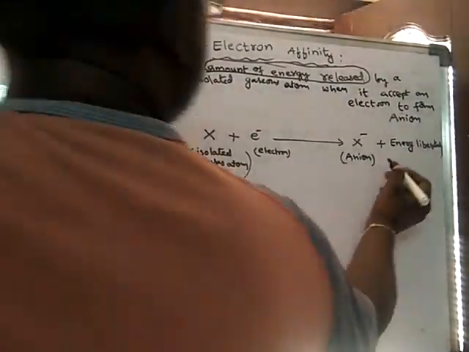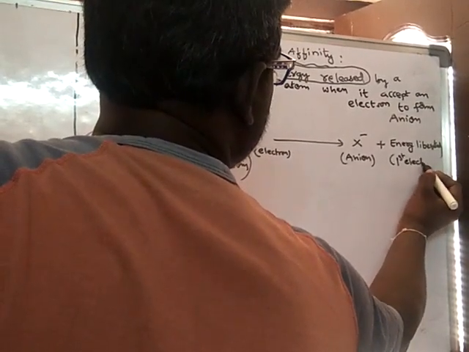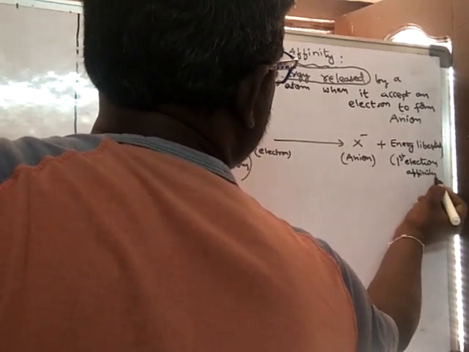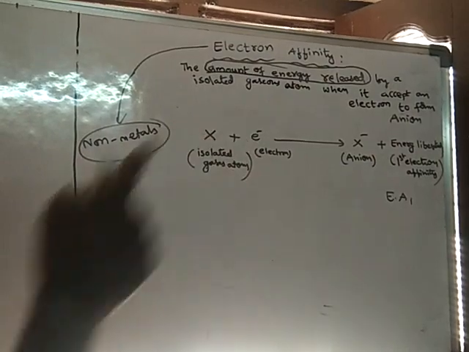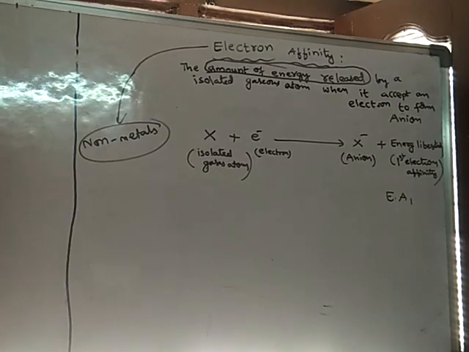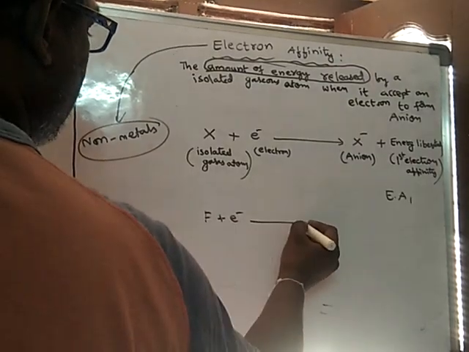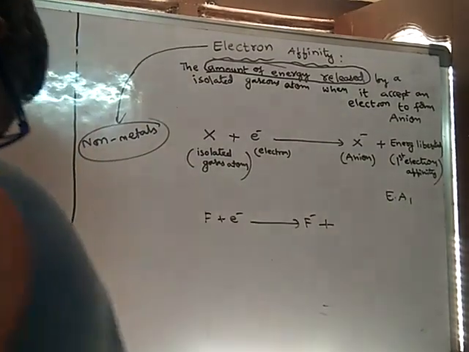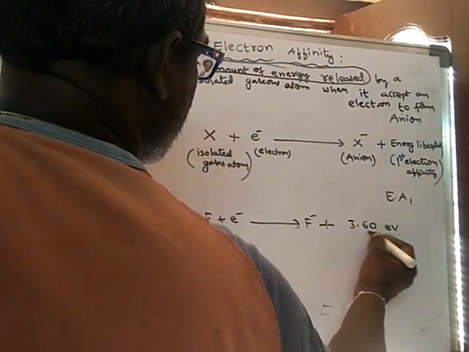So it is called the first electron affinity. It is also called EA1, because we have added only one electron to an atom. For example, take fluorine. Upon adding an electron to fluorine, it becomes F minus, and there is a release of energy of 3.6 electron volts.